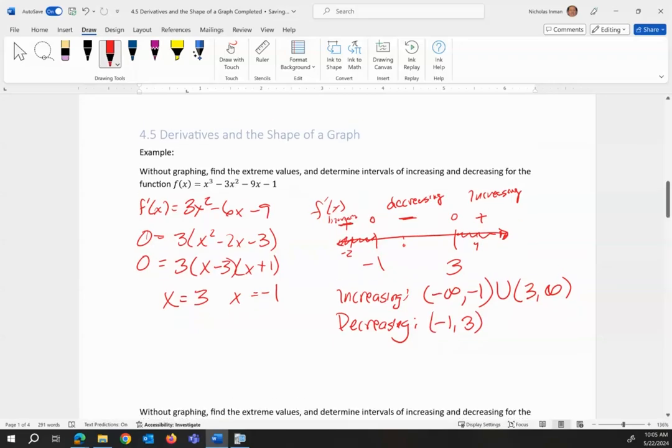Since it changes from increasing to decreasing, going up and then going down, this spot would be a relative maximum at -1. I don't know about absolute, probably not absolute. And since we went from decreasing to increasing, the 3 would be a relative minimum.